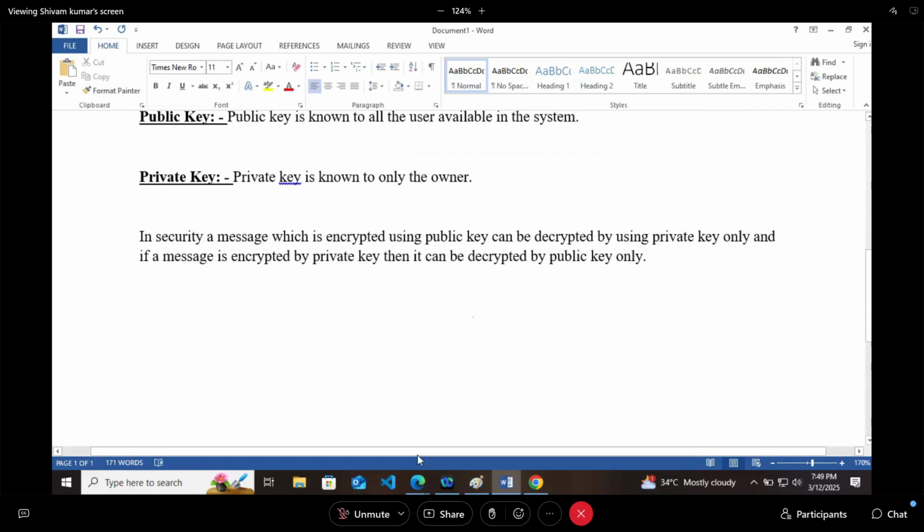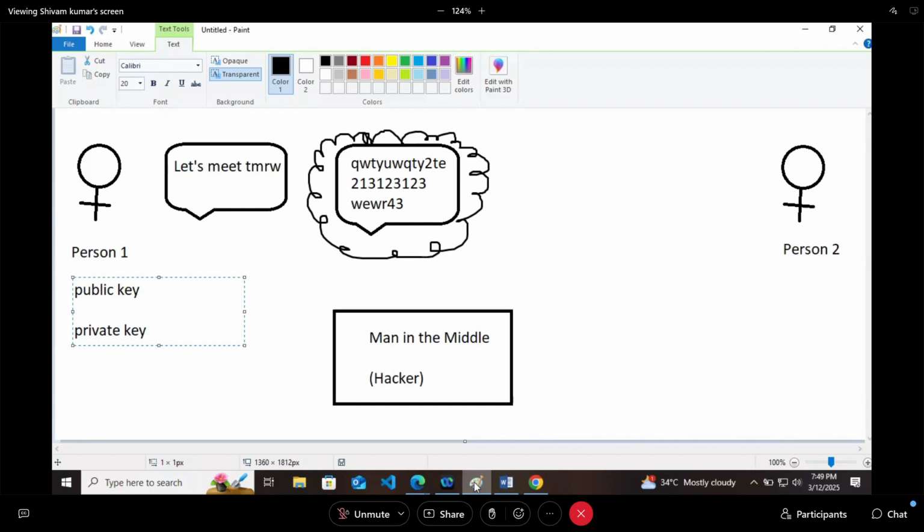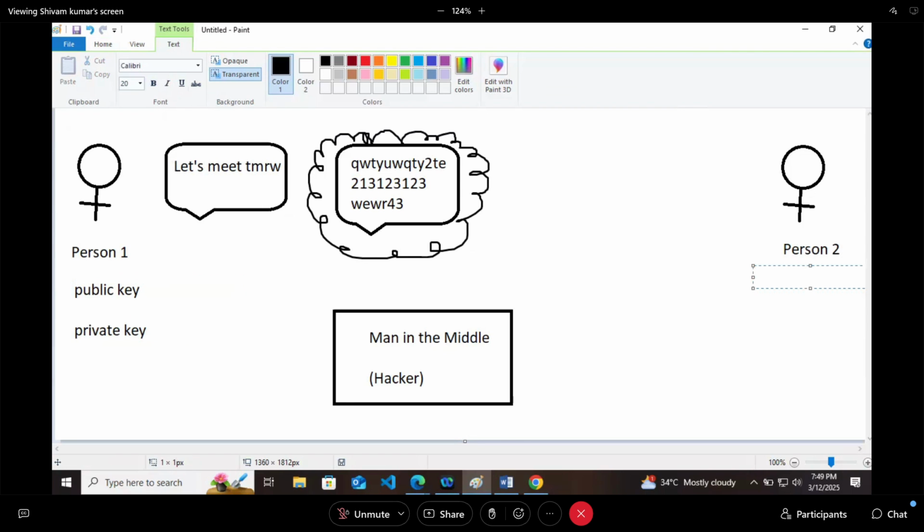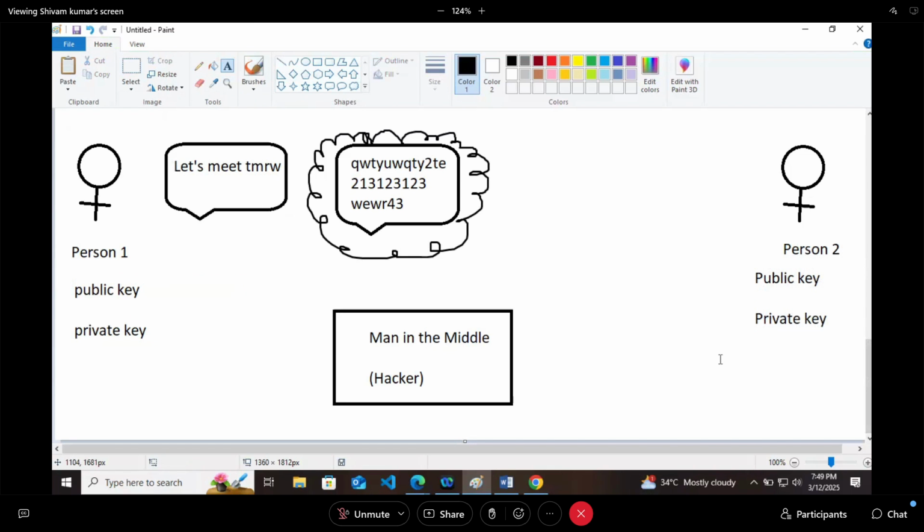Now you have 2 minutes to think. Person one wants to send this message: "Let's meet tomorrow." By the way, person two is also having two keys, one is a public key and the second one is a private key. Person one wants to send this message to person 2.